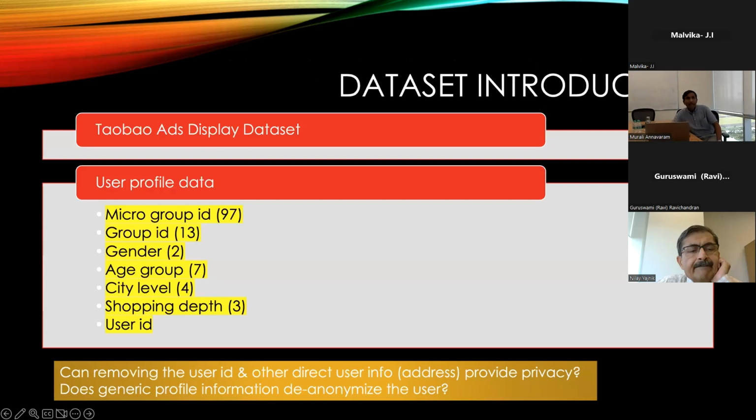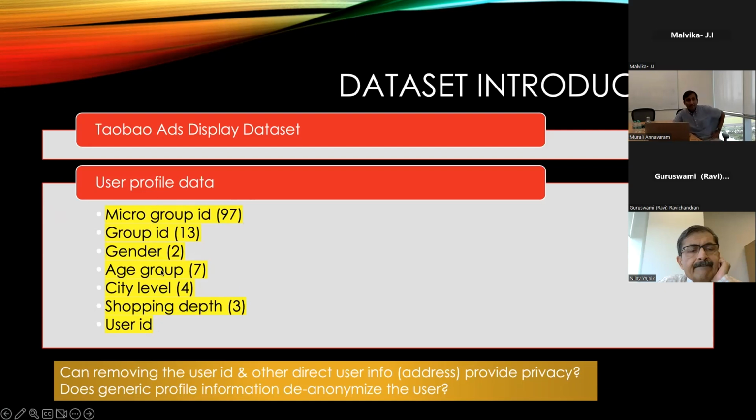All right, so let's take a look at these 3 attacks within the context of what I call data sets. This is work that was done in conjunction with several of my students and some of my collaborators at Facebook and Meta. So we started with this data set called the Taobao ads display data set. This very large data set is provided by Alibaba and has the following information about the users: the micro group ID, gender, age, city level, and shopping depth. These are the features associated with a given user ID. For the purpose of this data set, the user ID is a random number, so we don't know who that particular user is, but we have the user ID.